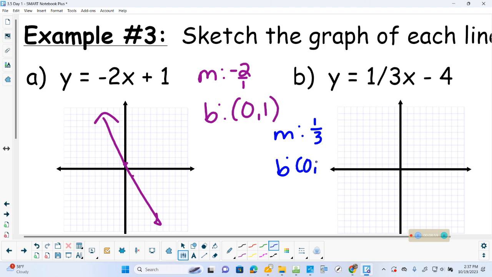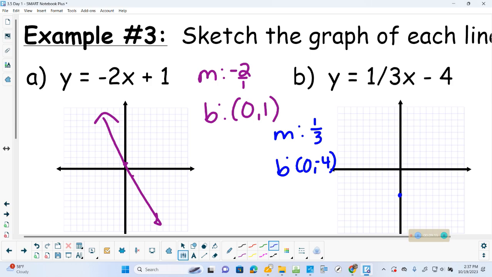And I like the ordered pair. Thanks, Ben. All right, let's plot our (0, -4) first. Let me recount: 1, 2, 3, 4. There we go. Now, slope a third.